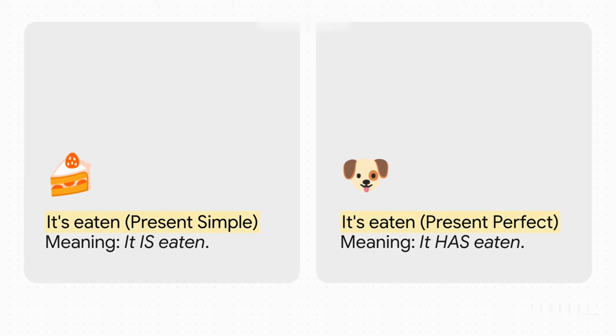They sound exactly the same, right? But the meanings are worlds apart. One is about the cake's condition now. The other is about the dog's action in the past. It's a tiny detail, but it makes all the difference.